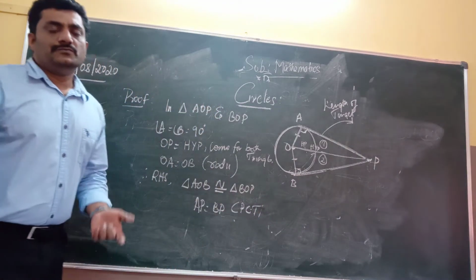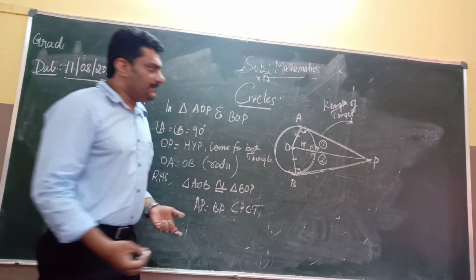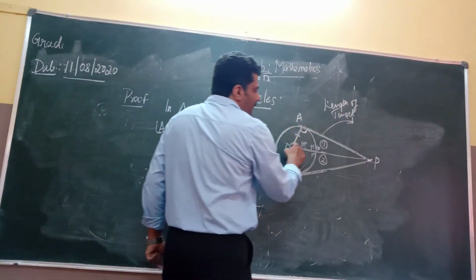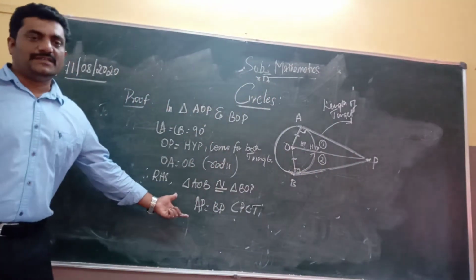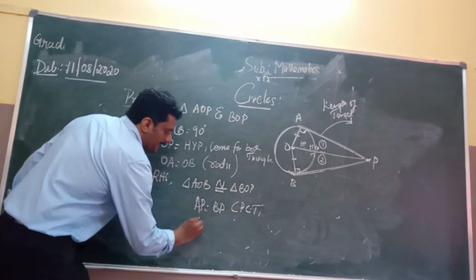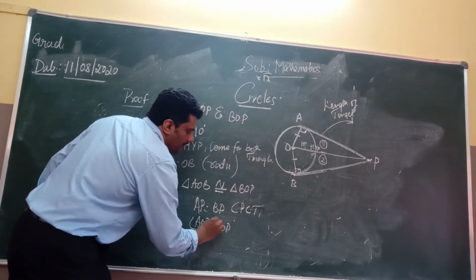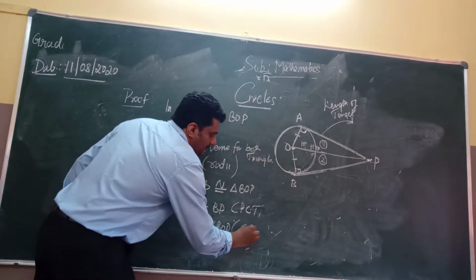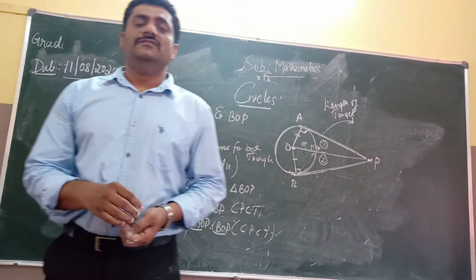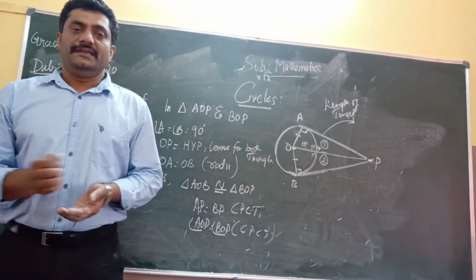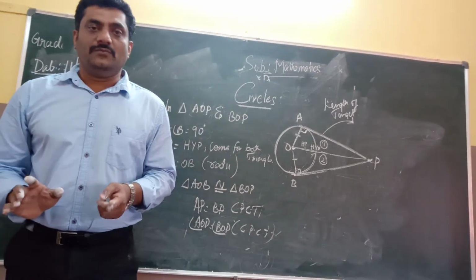If tomorrow they ask you one more question with the same concept, prove that AOP is equal to BOP, again you have to do the same thing, and in the end you can write AOP is equal to BOP. Why? Because CPCT. What is CPCT? Corresponding parts of congruent triangles are equal. Understood? And this is very, very important.